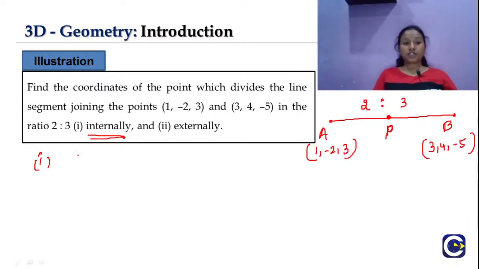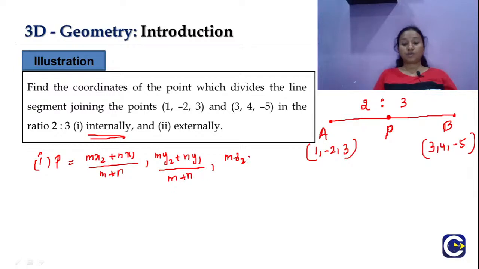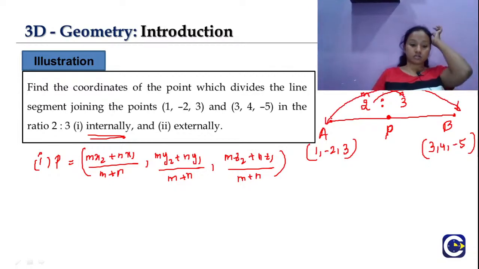So what's the formula for internal division? It will be equal to (mx2 plus nx1) by (m plus n), and (my2 plus ny1) by (m plus n), and then (mz2 plus nz1) by (m plus n). So here the m value is 2 and the n value is 3. So it's always like this, cross.